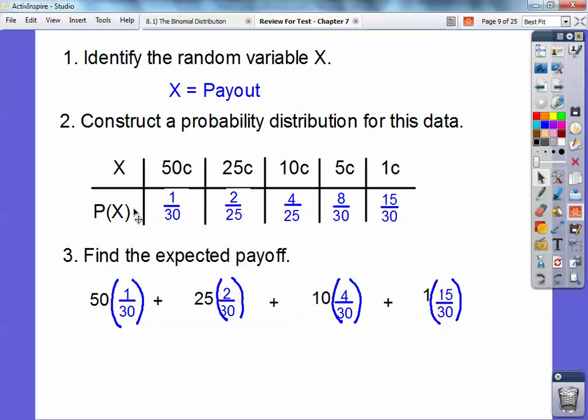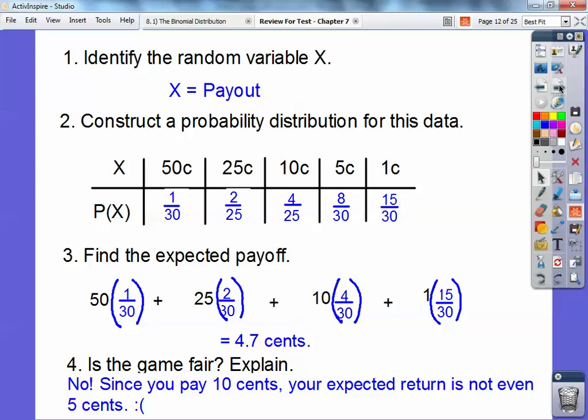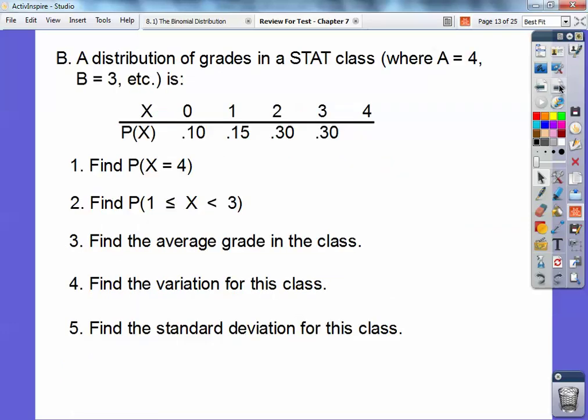So find the expected payoff. So 50 cents times the probability. I'm just doing this times this times this times this, and adding them all up right there. So those add up to almost a nickel, you guys. So is this game fair? No, because you paid a dime, and you're not even going to get 5 cents in return, expected-wise. So anyway, I think yours is going to have kind of dollar bills with $1, $5, $20, and so on.